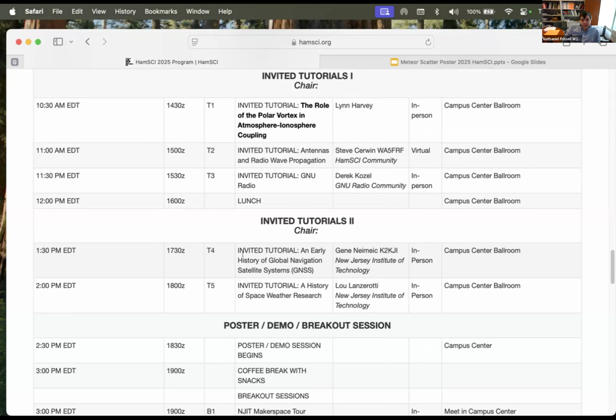Then we're going to hear from Steve Serwin. He's also going to give us an invited tutorial. I really wanted to make sure that we give him an invited tutorial because he is one of the people who has amazing insight on how to use amateur radio to do interesting science experiments. He's been doing this for a number of years, and every time I talk to him, I always think, wow, that's really clever. So I'm super excited that he's going to be giving a presentation as well. He will likely be virtual this year, but I'm very glad that he's going to be with us.